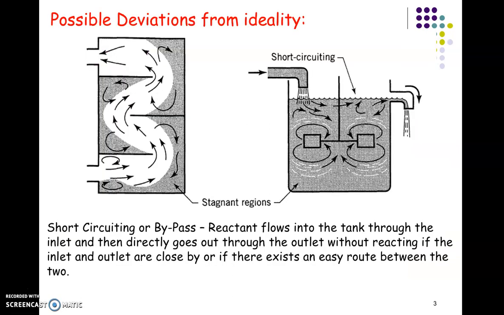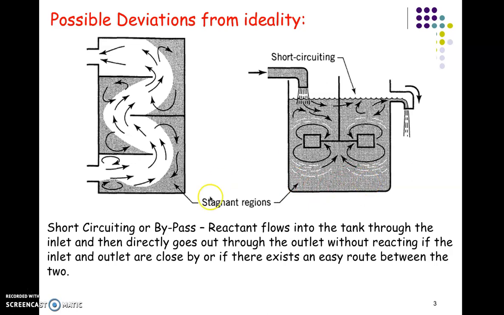So why are we learning this chapter? In a reactor, we have possible deviation from ideality, what we call non-ideal reactors. For instance, in this figure, we have a stagnant region here. You can see my cursor, right? Some of the flow may not be well mixed, similar to a CSTR, which also has a stagnant region here.